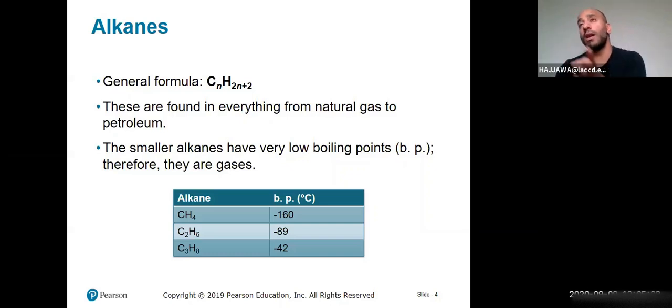For the cyclic alkanes, the alkenes, alkynes, all these compounds, you're going to find that the number of hydrogens is usually less than the maximum. Therefore, these structures are unsaturated.